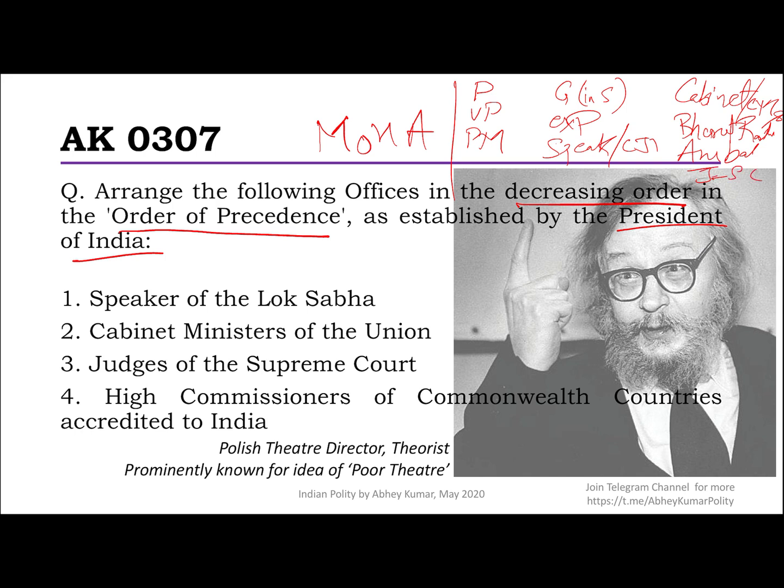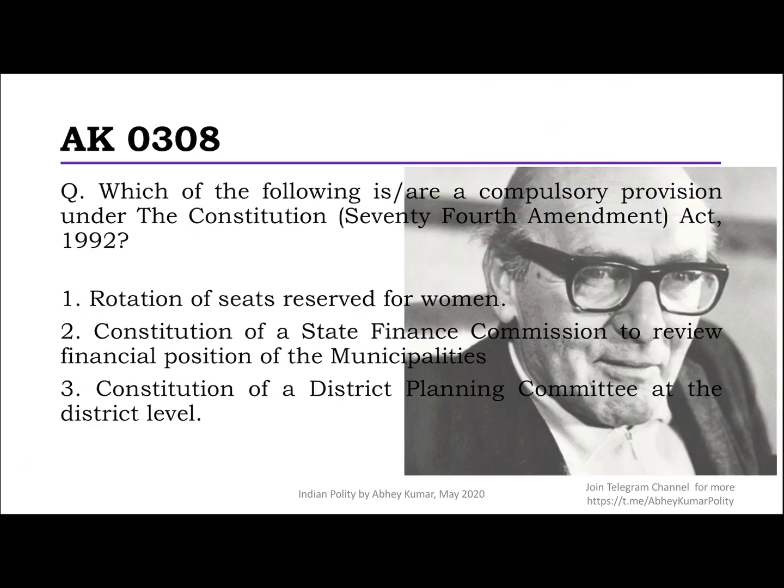So your correct order here, at the top in these options, will be the Speaker of Lok Sabha, then the cabinet ministers, followed by the ambassadors and high commissioners, and then the judges. So it should be 1, 2, 4 and 3. As long as you get the point, you can arrange the answers. Don't just see that I put a tick here. Just get the point, and that should give you the answer. All right, let's move on to the next question.